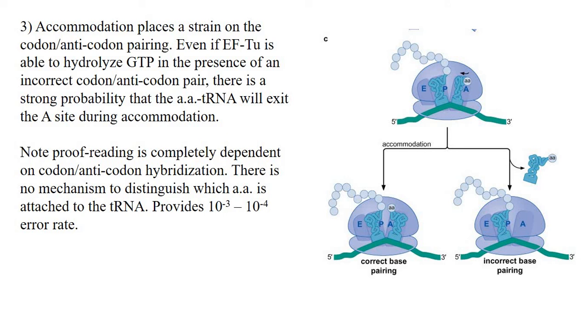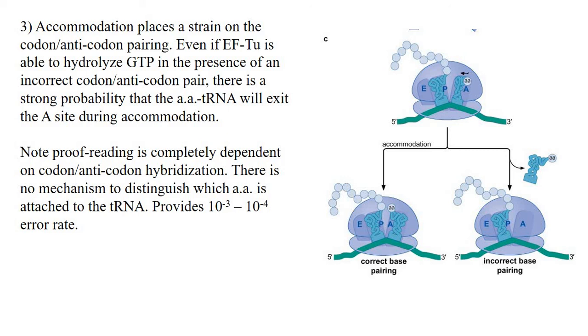Correct accommodation means this needs to rotate to bring the amino acid close to this chain here. But if it cannot rotate to bring the amino acid there, then it will not be able to be added to the sequence. So it will move. It will be released. So if there is an incorrect codon-anticodon pair, there is a strong probability that the aminoacyl-tRNA will exit the A site during accommodation, because it doesn't fit the A site as well as the correct tRNA will.